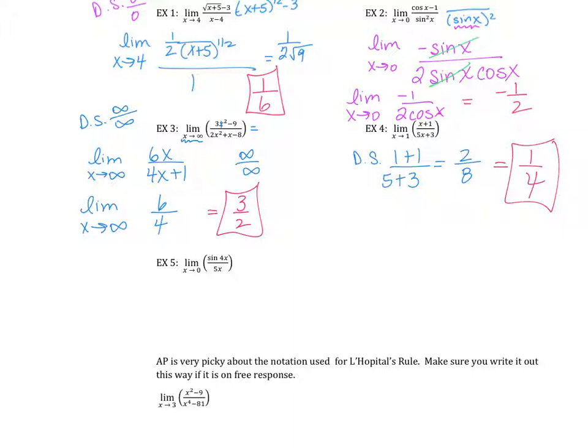All right, last one. This one does give you 0 over 0. So let's do my derivative. Hopefully you remember the chain rule. The derivative of sine of 4x is cosine of 4x times 4 over 5. And then when I plug in 0, of course, the cosine of 0 is 1. So I have 4 times 1 over 5, and I get this.